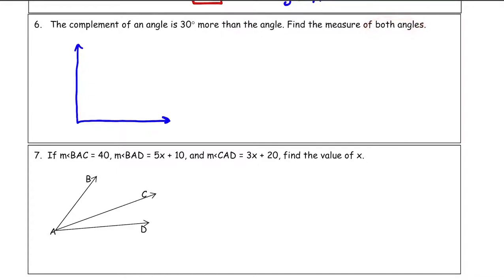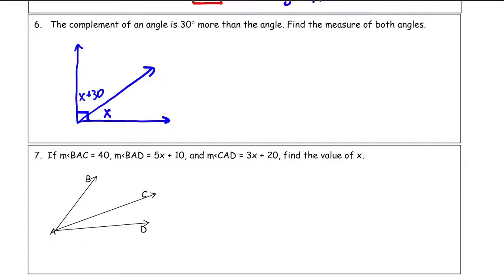So there's 2 angles in this diagram. One of them is 30 more than the other angle. Find the measure of both. Don't forget, always make one of them x. The other one is going to be 30 more than that. So the way you'd express that algebraically is x plus 30. That means they add to 90 if they're complementary.